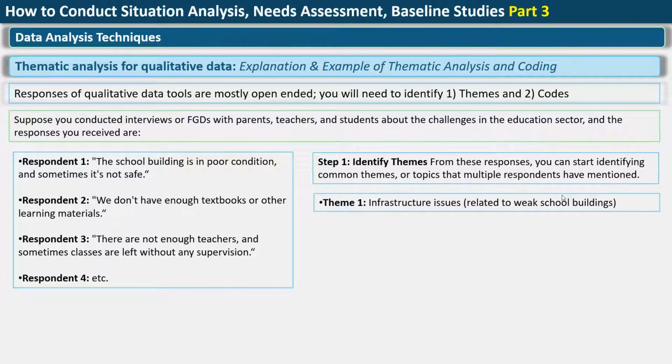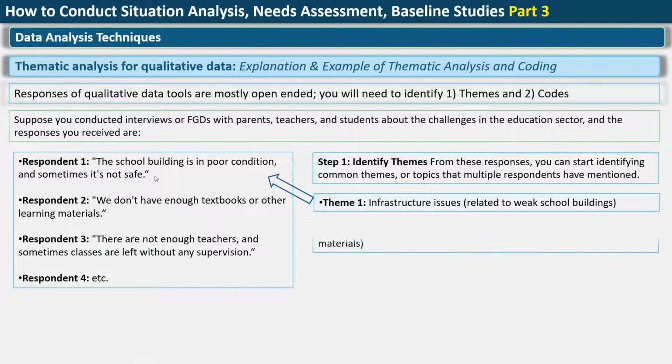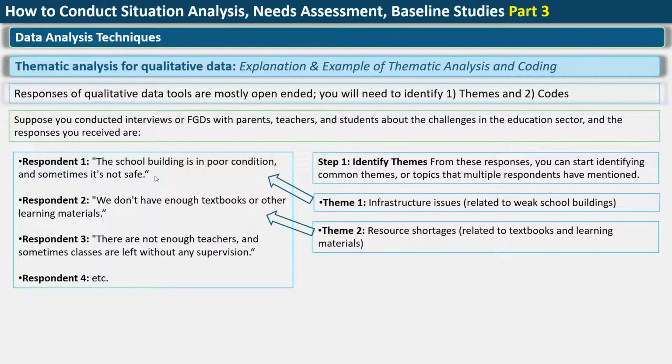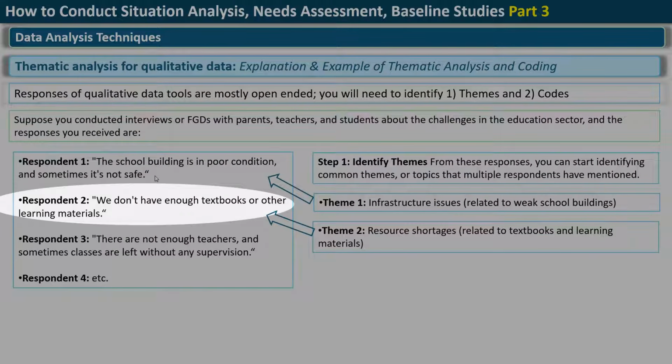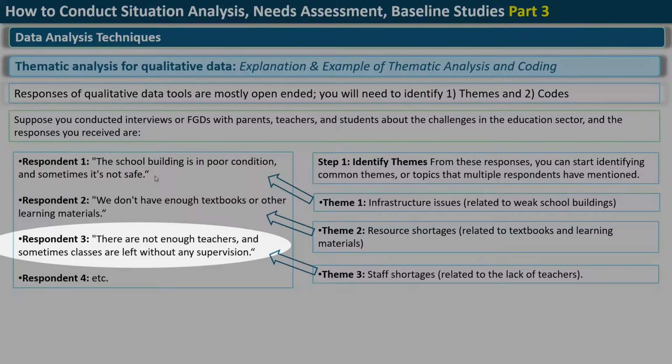For example, in this data, theme number one is infrastructure issues related to weak school building. Here you can see in this response. Similarly, theme number two is a resource shortage related to textbooks and learning material, which is evident from this respondent. And the third theme is staff shortage related to the lack of teachers. This is extracted from this third respondent.